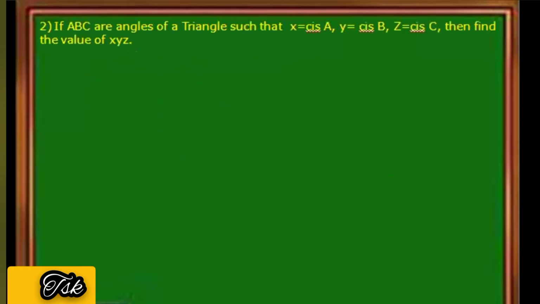If A, B, C are angles of a triangle such that x is equal to cis A, y is equal to cis B, z is equal to cis C, then find the value of xyz. Given A, B, C are the angles of a triangle, in triangle ABC, A + B + C is equal to 180 degrees.